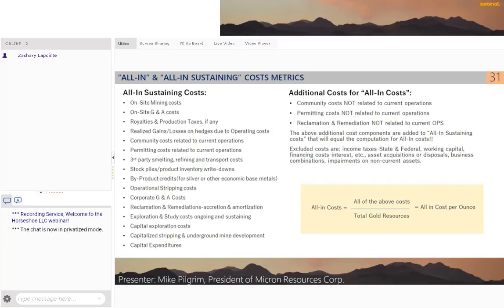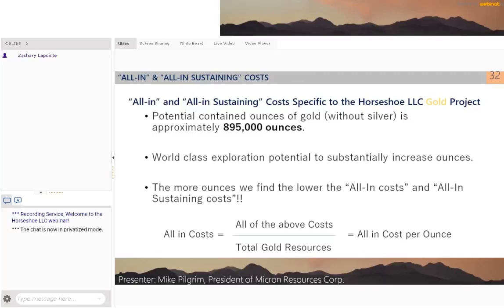So I wanted to go through this because this is what some of the questions we get. So if you look at just the current situation here, as Alex mentioned, we just scratched the surface in exploration. Potential contained ounces without gold, silver is approximately 895,000 ounces. We know that we have to do the work exploration that Alex just covered, that we substantially believe will increase our ounces dramatically from there.